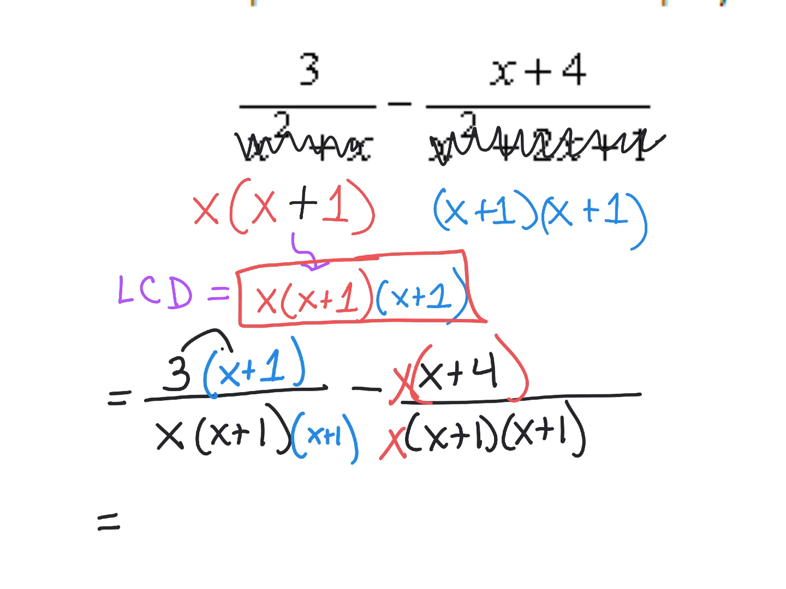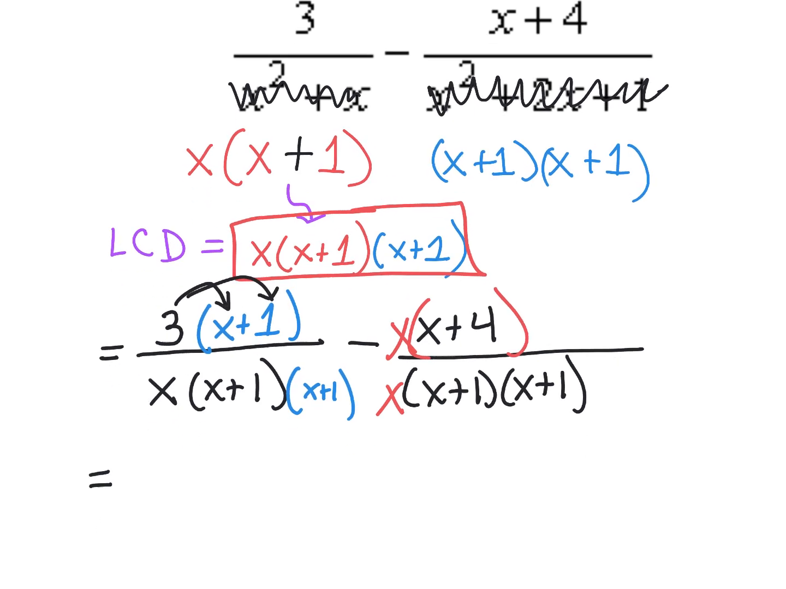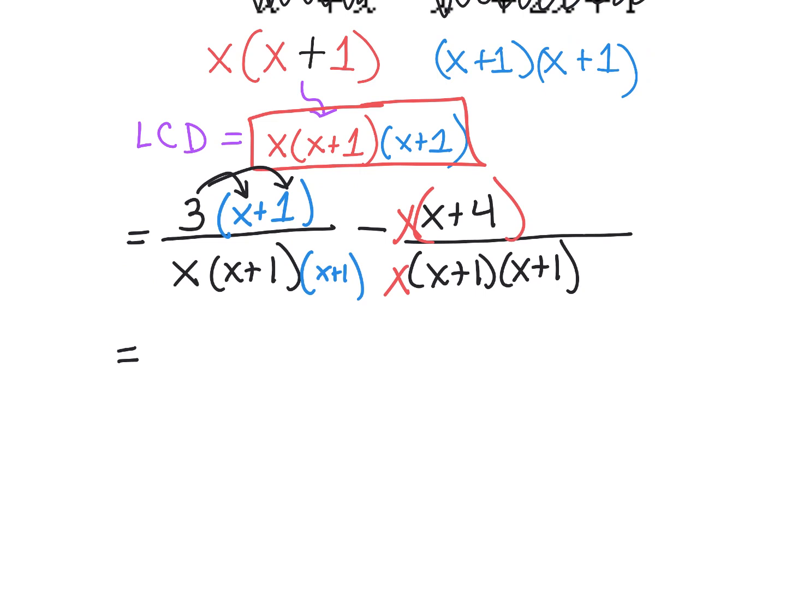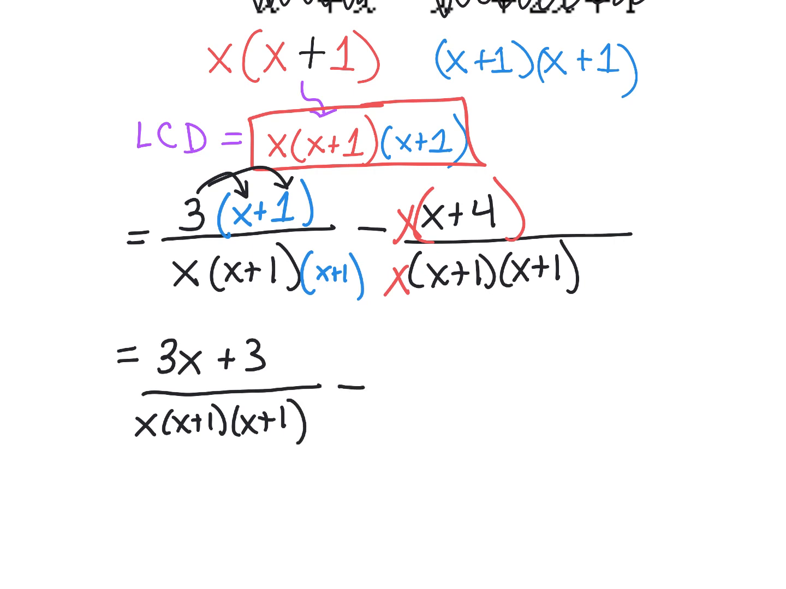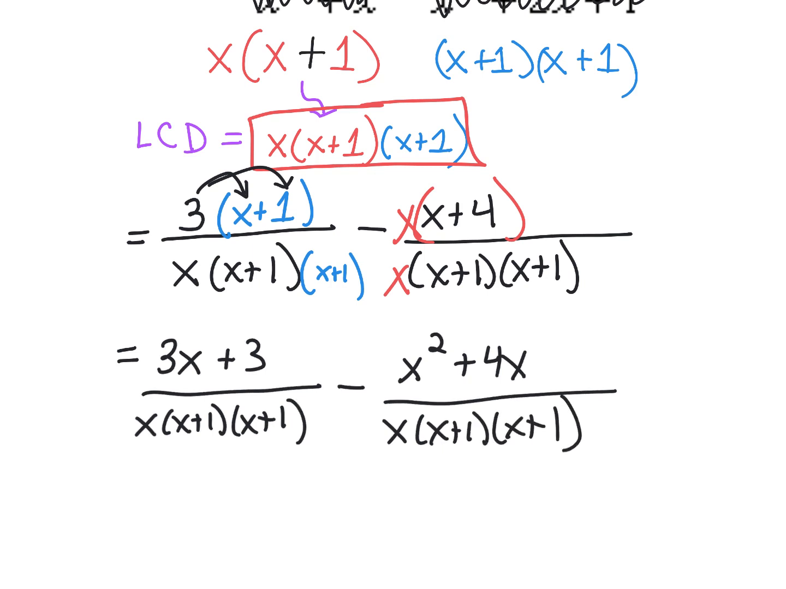I don't have any terms yet, though, so I do have to distribute. So I'm going to distribute the 3 in. It's 3x plus 3 over x times x plus 1 times x plus 1. Bring down your minus. And then I'm going to distribute the x in, so that's x squared plus 4x over x times x plus 1 times x plus 1.